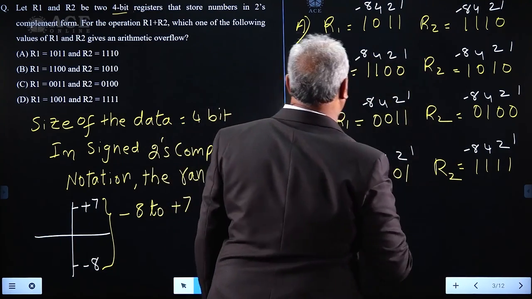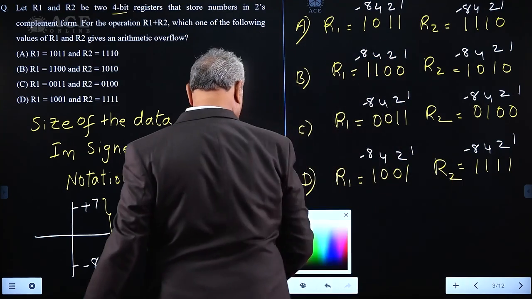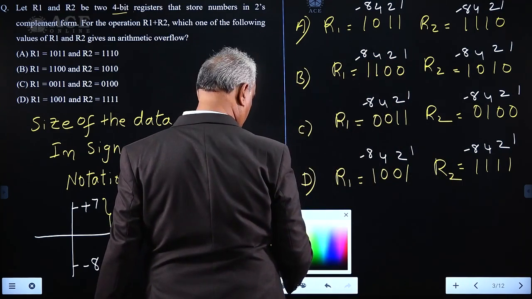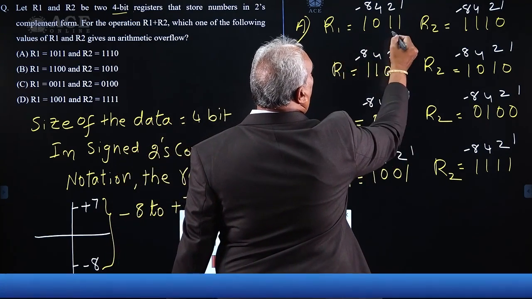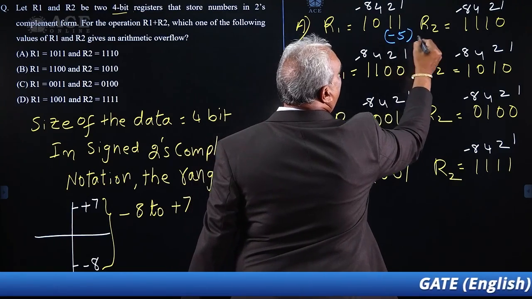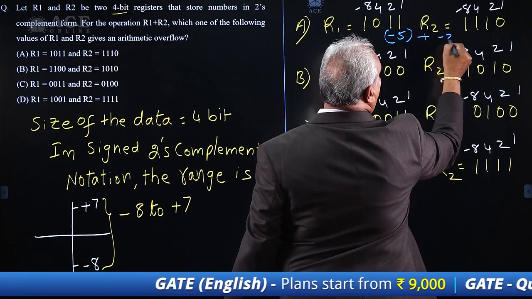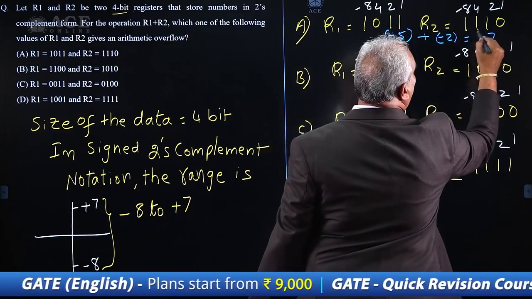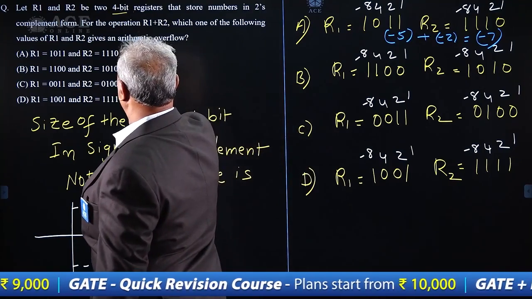If you observe option A, what about the result? R1 value is nothing but minus 5, plus R2 here, which is nothing but minus 2. So the result is minus 7. So it is in this range, so overflow does not occur.